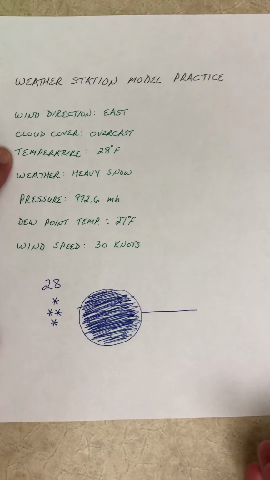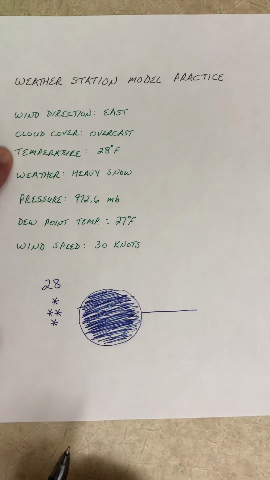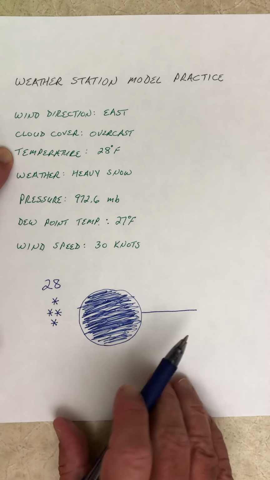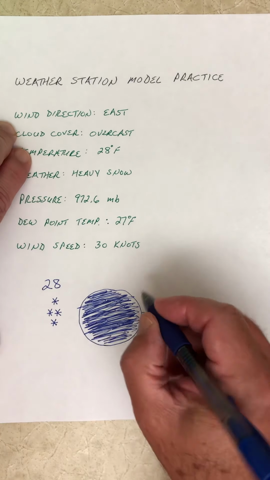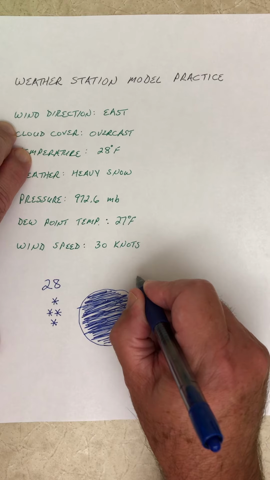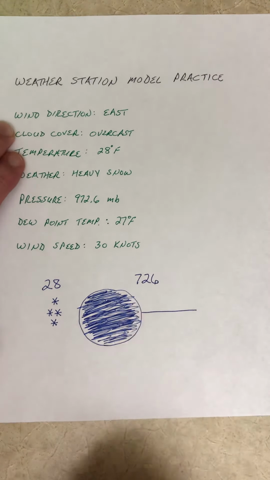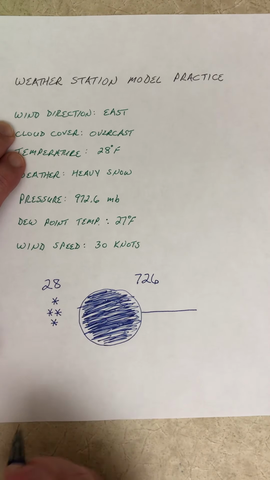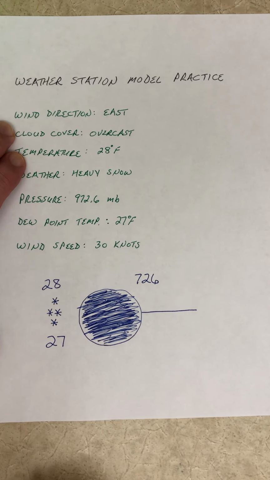That's longhand. Now we got to make that shorthand to put it on our weather station model. So in this particular case, we're going to remove the 9 and remove the decimal point. So what would go up here in the upper right-hand corner for atmospheric pressure is just the 726. The dew point temperature is 27 degrees Fahrenheit, so that goes in the lower left-hand corner.